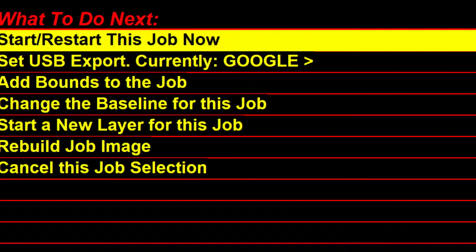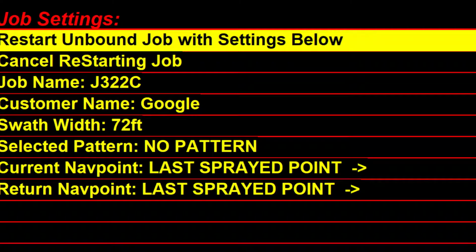The other one is you can start a layer for this job. So if it's a polygon job like this is, you can take the polygon and start a whole new layer for it, so you can put multiple layers on it without having to re-import. And then you can rebuild the job image and then of course cancel this job selection. So we're just going to hit start this new job, and again it just gives you a review of the job, so we're going to go do that.